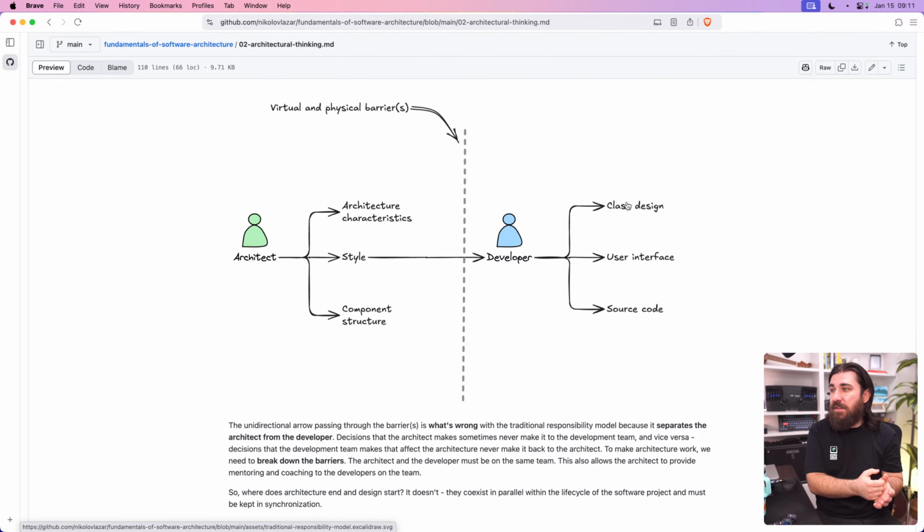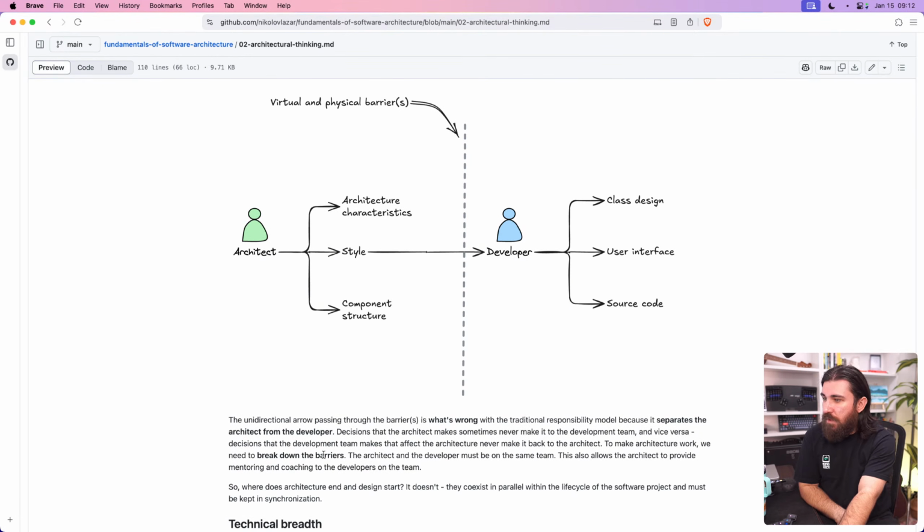And it's important that that decision goes back to the architect so that the architect can analyze the trade-offs, which we'll learn about in the third section here, and make the needed changes to the overall architecture to support ABC instead of XYZ, right? And this barrier between these two is what prevents that communication. So in order to make architecture work, we need to break down the barriers.